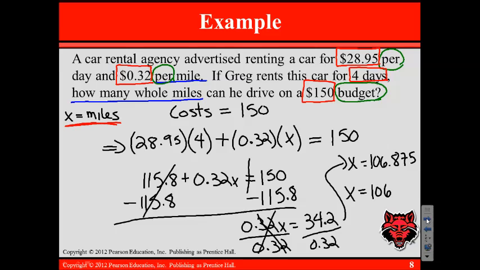And Greg will have a little bit of money left. He doesn't have enough money for 107 miles. He'll have a little bit of money left if he only drives 106. So we have a whole mile answer. We haven't gone over budget. And x is the number of miles Greg can drive in those 4 days with the information given.